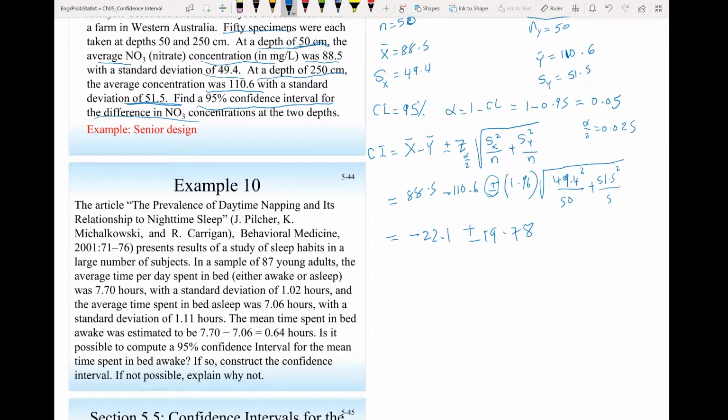So there is more nitrate in the deeper ground. And this problem actually is similar to a senior design project where a student tries to estimate the resistance of the soil when it is dry and when it is wet.